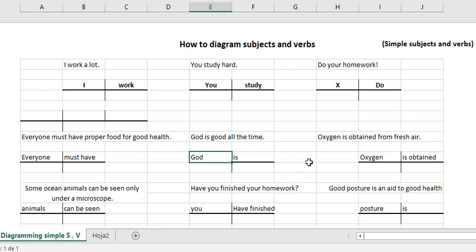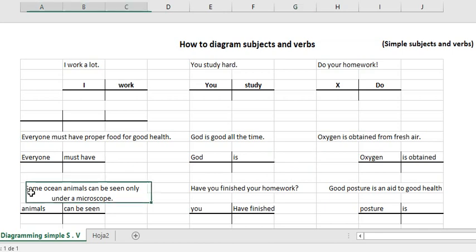Then, God is good all the time. Who are we talking about? We're talking about God, so that's the subject. And the verb is. Is. Pay attention. The vertical line crosses the base. Now, oxygen is obtained from fresh air. We're talking about oxygen that is obtained. Is is working here as a helping verb, so is obtained.